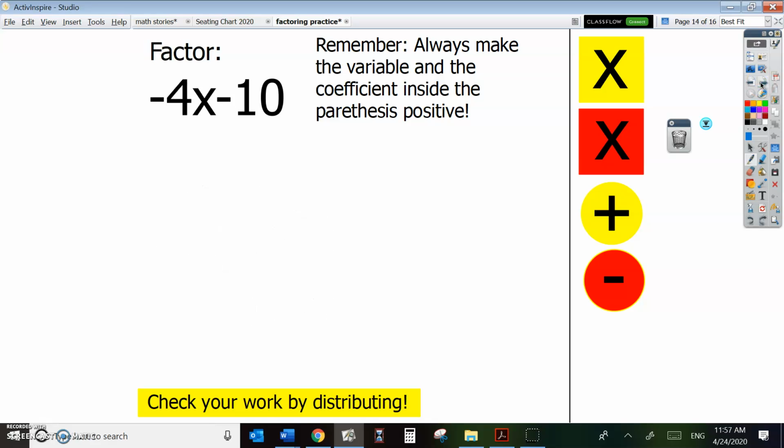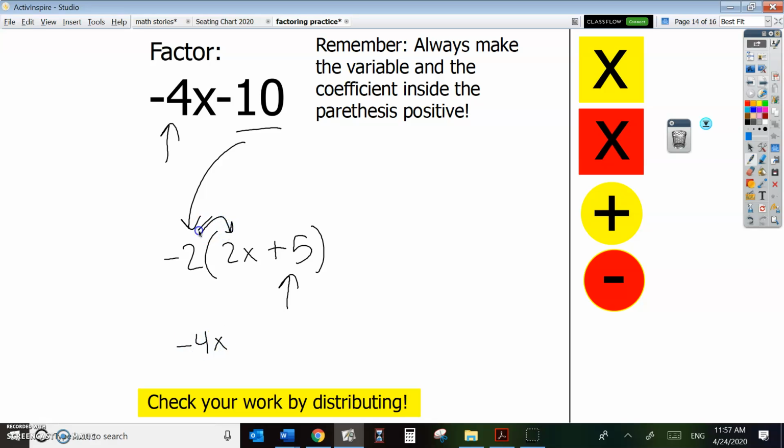4 and 10 are both even. There's a negative. That means we factor out a negative. And then negative 10 divided by negative 2 is positive 5. Distribute to check. Negative 2 times 2x is negative 4x. Negative 2 times 5 is negative 10. We got it.